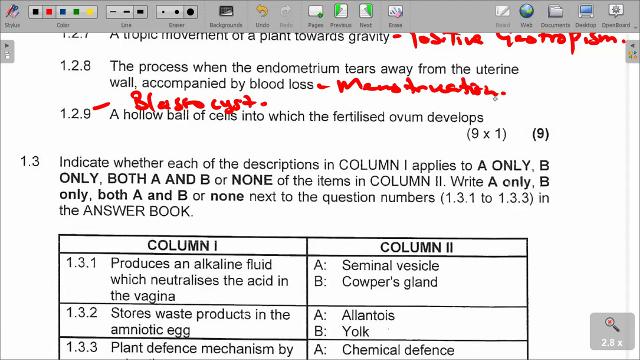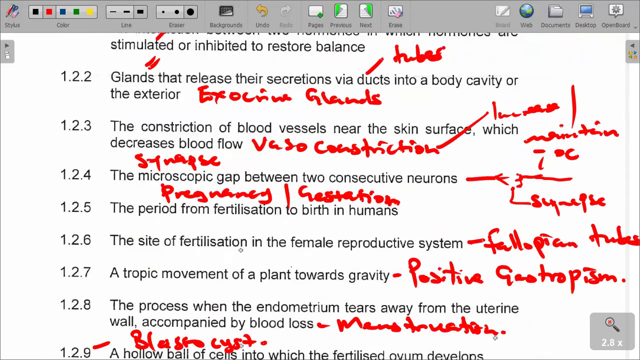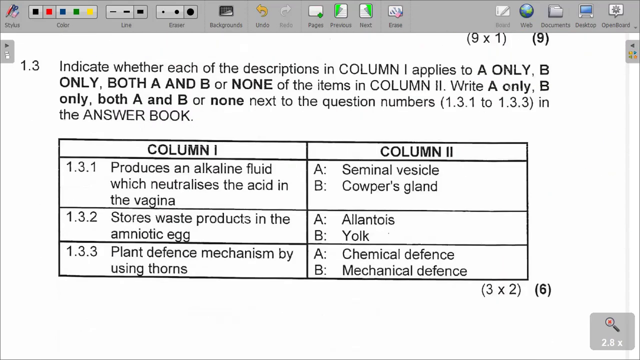So these are the short questions, the definition of terms. Let's go to the next question. It is both, none, A, B alone, or whatsoever. So we are saying Section A class, it is always very important that you get total marks there in order for you to boost. So 1.3.1 produces an alkaline fluid which neutralizes the acid in the vagina.